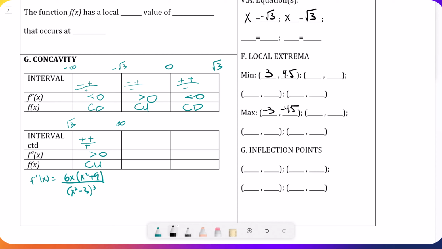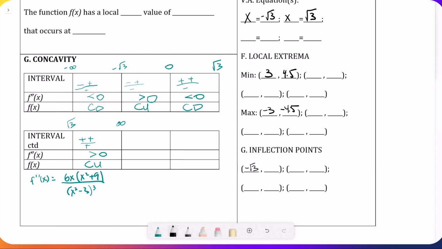Inflection points. Well, what's that? An inflection point is where concavity changes, and it's basically the point that corresponds to the value where concavity changes. So where does concavity change? Concavity changes at negative radical 3, right? Because we go from CD rather to CU. So it changes right here. But we know that at negative radical 3, that is not a point on the curve. But at that location, which we know is a vertical asymptote, concavity changes. So we'll say negative radical 3, and just leave that blank.